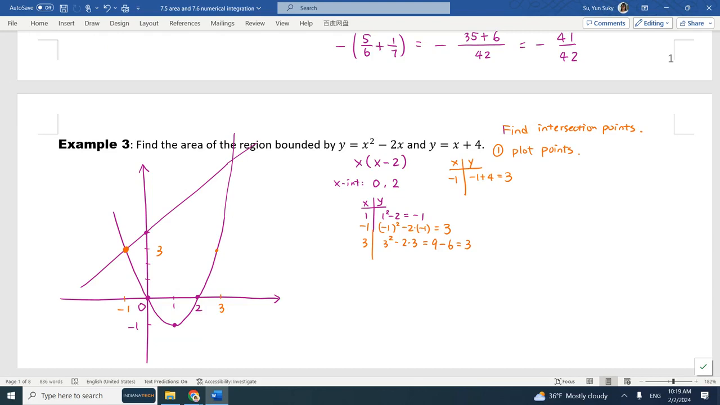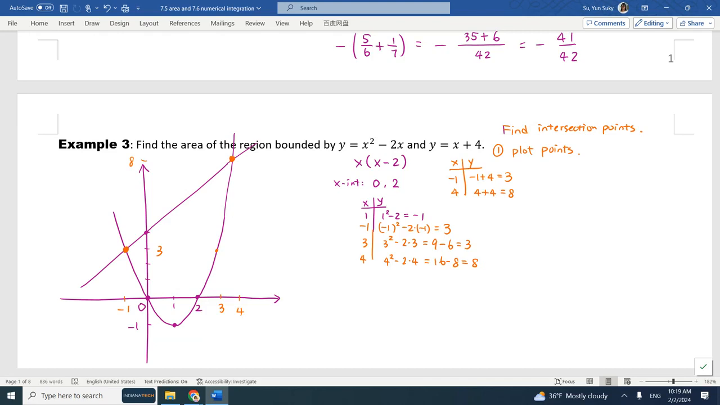Let's continue. Next number is what? 4. 4 squared minus 2 times 4. What's 4 squared? 2 times 4, 8. 16 minus 8 is 8. Okay, so 4, 8, right there. How about the line? If we plug in x as 4, what happened? 4 plus 4 is... Oh, you see? Just by plotting points, we can find the intersection.